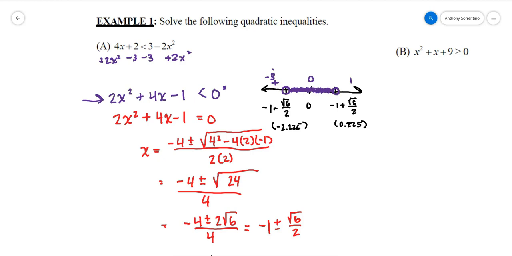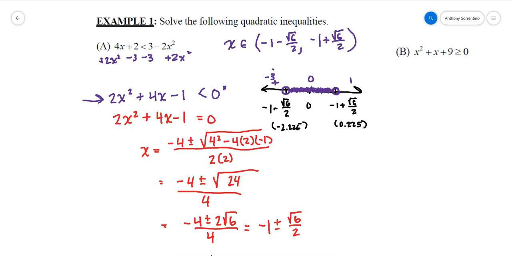So what I have here is my number line, which describes my solution. And therefore my solution in interval notation is -1 minus the square root of 6 over 2 to -1 plus the square root of 6 over 2. Anything between those values is a solution.